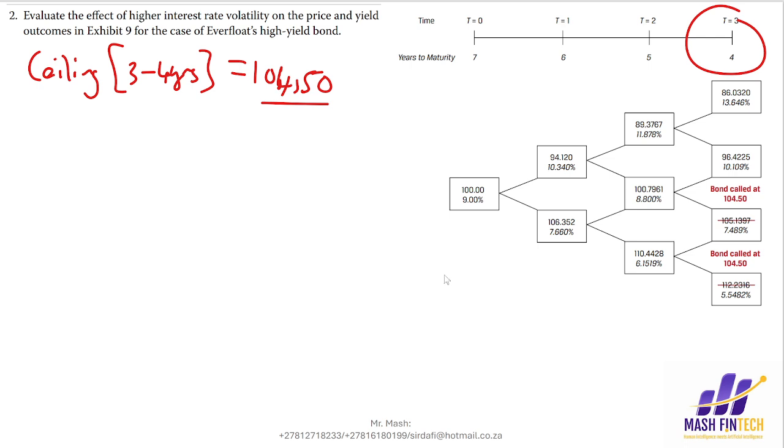Okay, and which therefore means that for any prices that exceed 104.5, like this 105, you remove it and replace it with 104.5. Same with 112, this should also be called at 104.5. So what this basically tells you is that when you have higher volatility, the bond is going to be called at these two lowest yield outcomes. At these two lowest yield outcomes, this is where the bonds are going to be called.